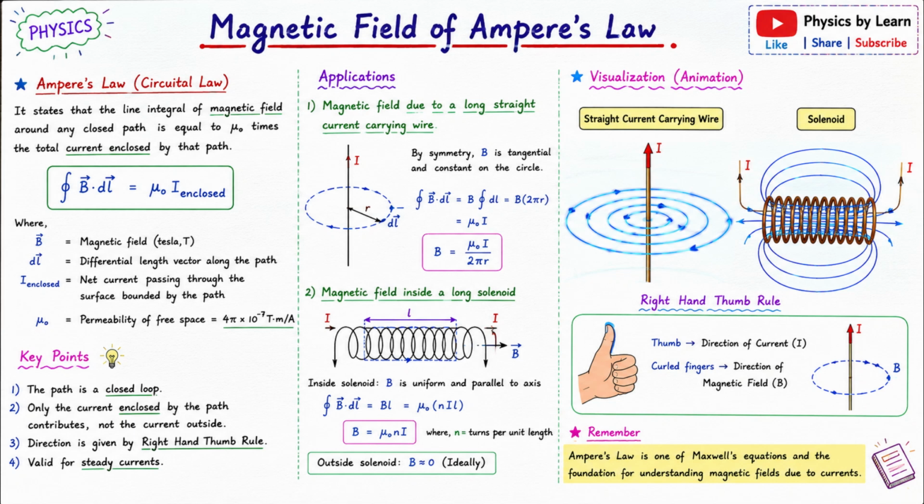Short explanation: according to Ampere's law, the magnetic field around a closed path depends on the current enclosed by that path. It connects electricity and magnetism and explains how current creates magnetic fields.